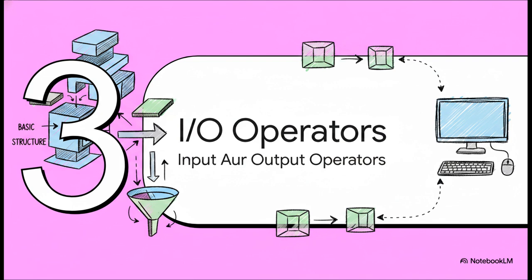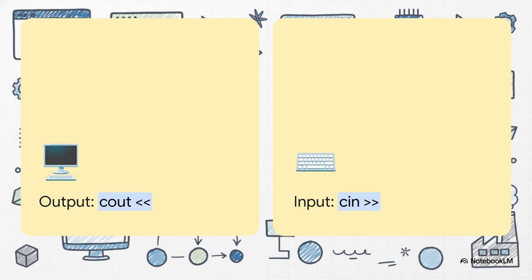Let's jump into section 3, input and output operators. To get data into our C++ program or to show it on the screen, we use special stream objects. A great trick here is to just memorize the direction of the brackets. For output, meaning printing something to the screen, we use cout along with two less than symbols. That's our insertion operator, pointing towards the screen. And for input, we use cin with two greater than symbols, the extraction operator, showing that data is being extracted from the keyboard and pulled into our variable.